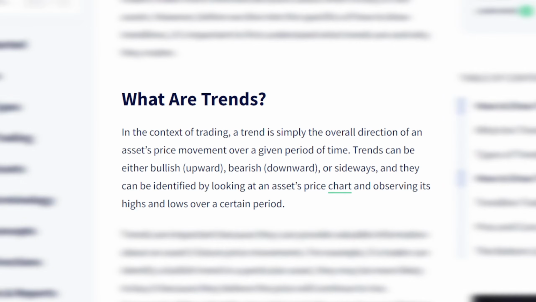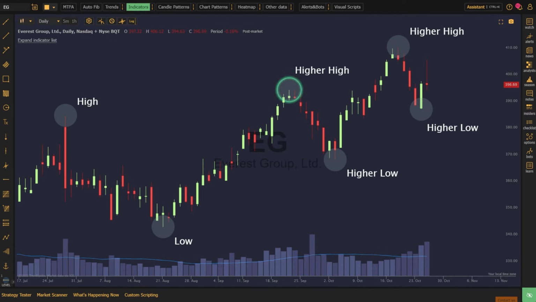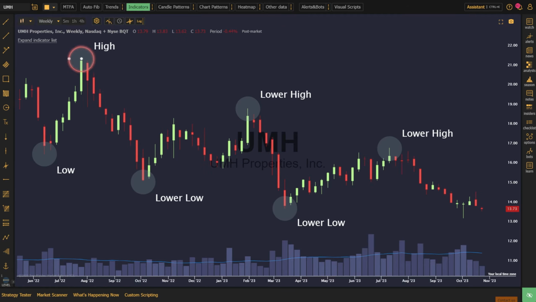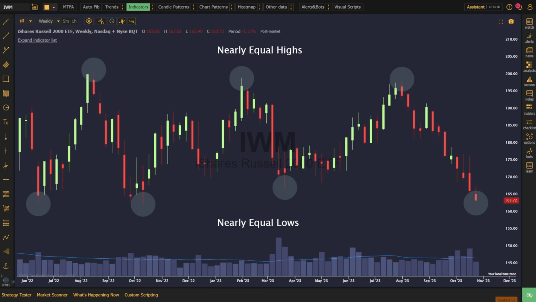The first and arguably most important market structure concept to understand is the idea of trend. And there really are only three things that price can do as it relates to trend. Price can move in an uptrend, meaning higher highs and higher lows are being made. Price can move in a downtrend, meaning lower highs and lower lows are being made. And price can move sideways. Sideways price action represents periods of either accumulation or distribution.